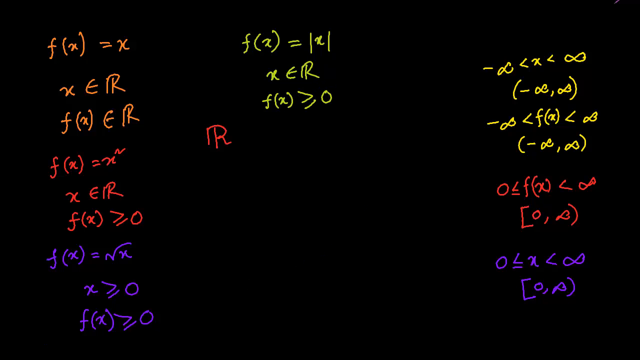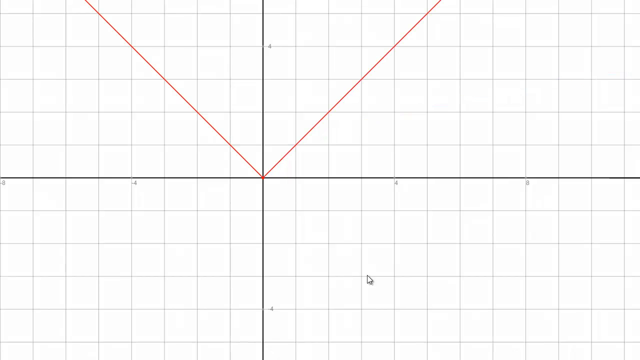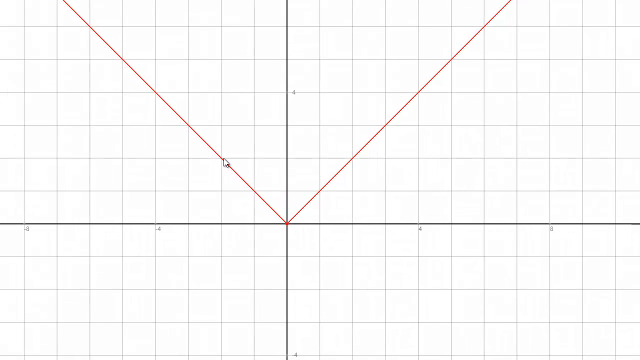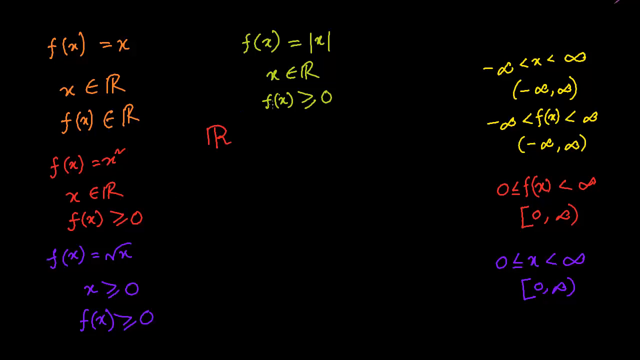Let me show this visually. So this V-shaped graph is the absolute value of x. So we can see here that the lowest value on the vertical line, the y-axis of f(x), is 0. It can be positive, it can be greater than 0, but it cannot be lower than 0. So the range, or the output values, can either be 0 or greater than 0.